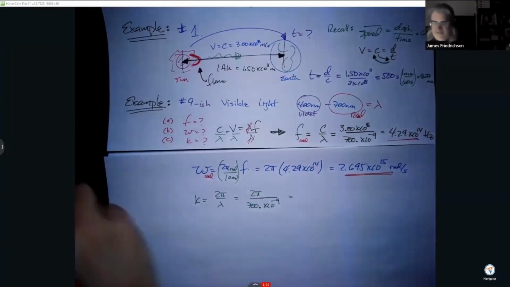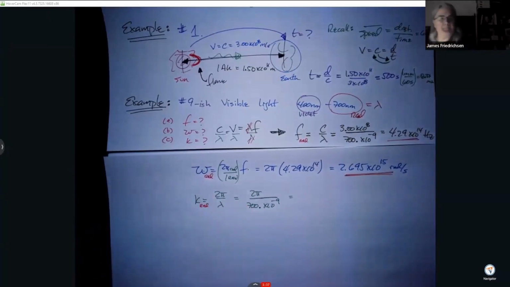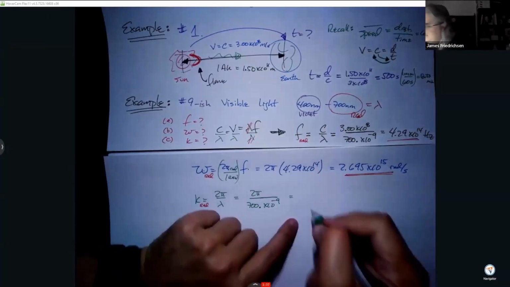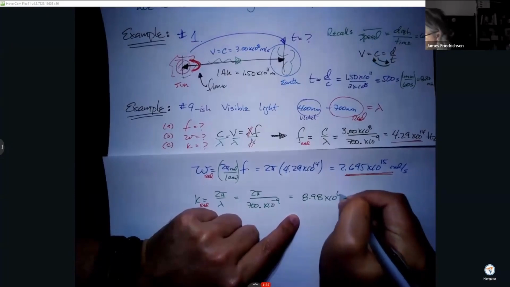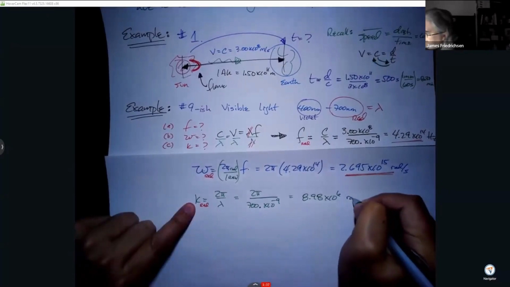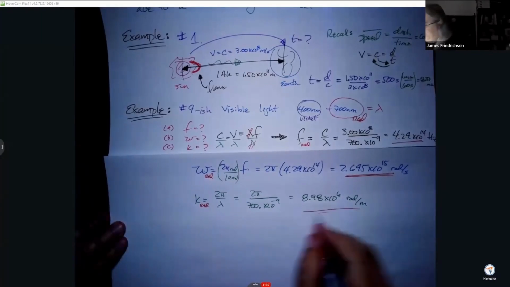And so then this will be the k for red. So 8.98 times 10 to the 6. And this will be in radians per meter. Okay.